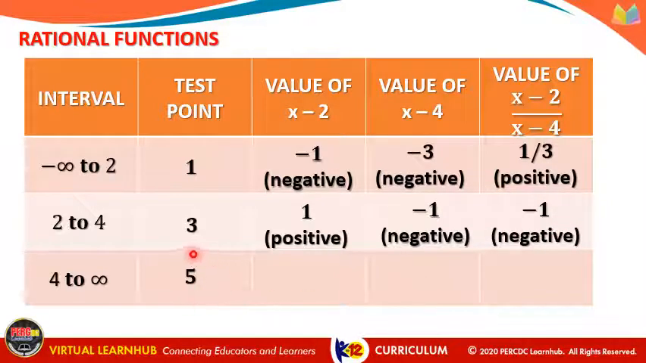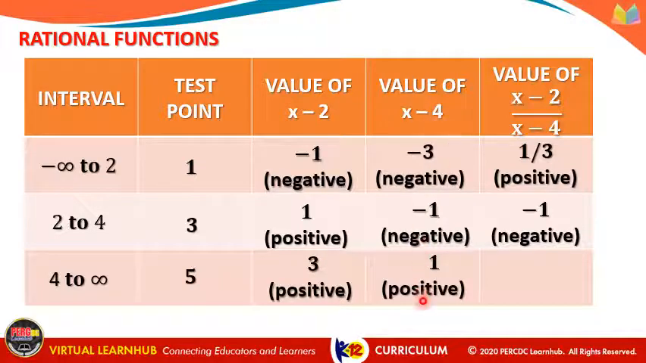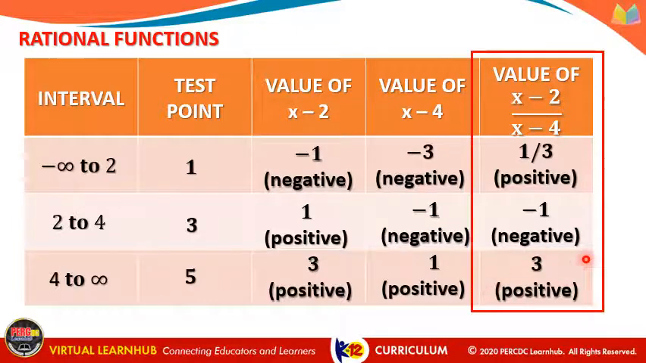Lastly, puntahan natin yung x is 5. At x is 5, the value of x minus 2 is positive 3. And the value of x minus 4 is positive 1. So, this means that at x is 5, the value of x minus 2 over x minus 4 is positive 3. So, between 4 to infinity, the value of x minus 2 over x minus 4 is positive. So, nakuha na natin ano ang sign ng rational expression natin. So, again, ito lang talaga ang kailangan natin.